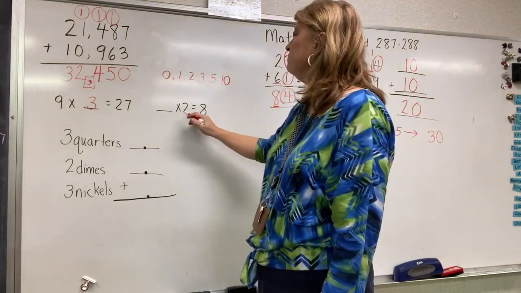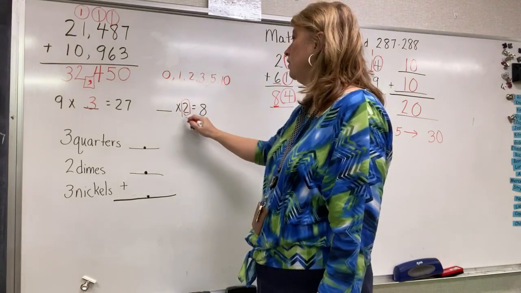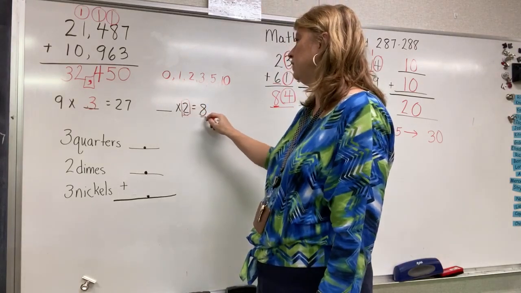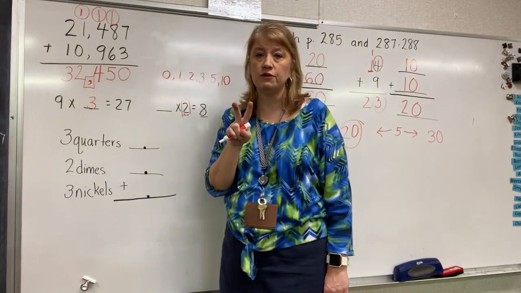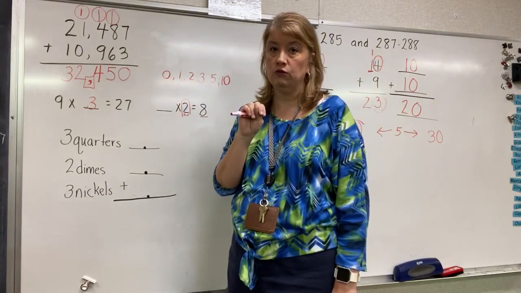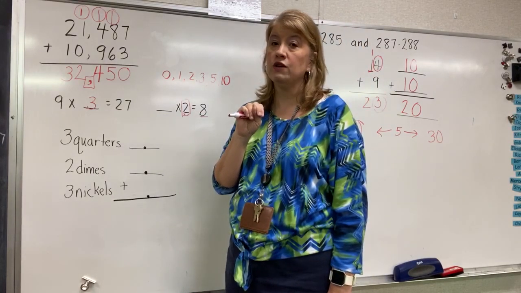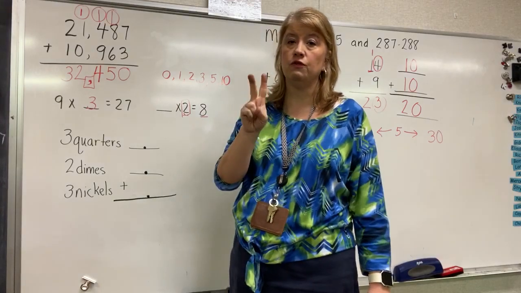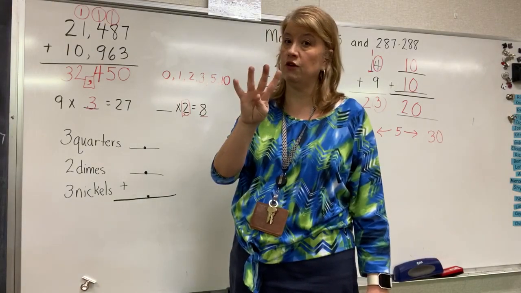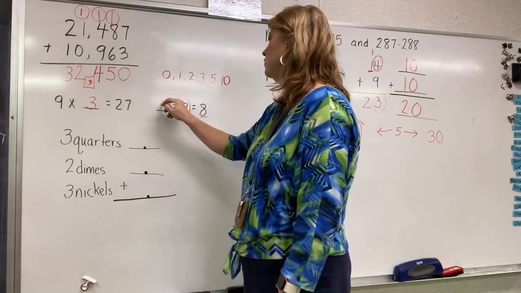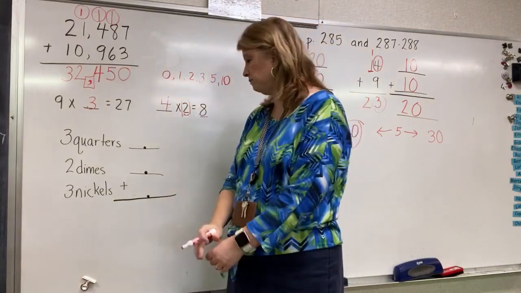The next one, we have done 2s, so we have to think of what times 2 equals 8. What 2 numbers that are doubled can equal 8? Or you can simply count by 2s. 2, 4, 6, 8. How many fingers do I have up? 4. So that is the answer to that.